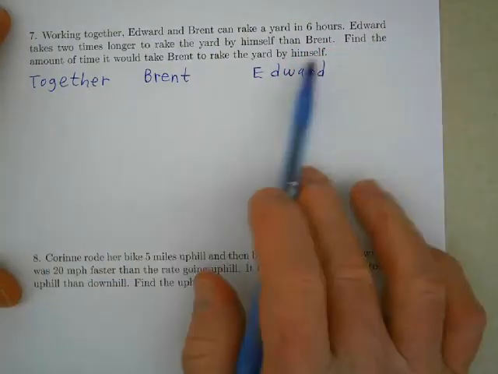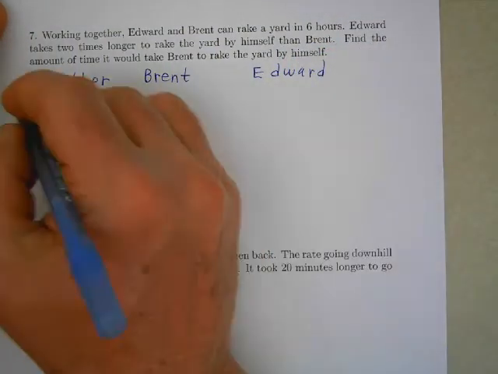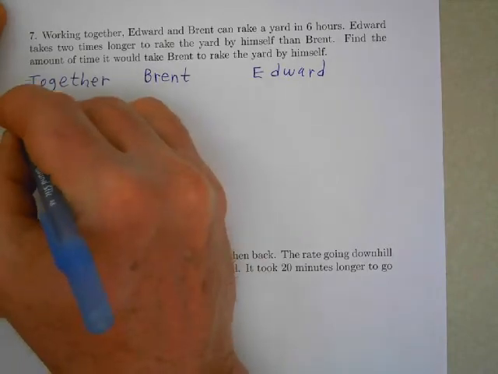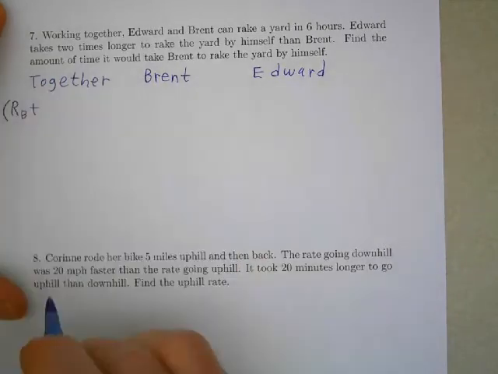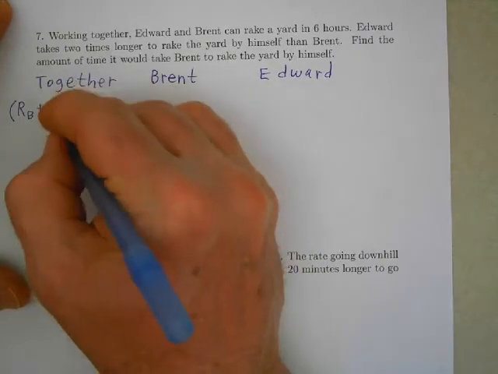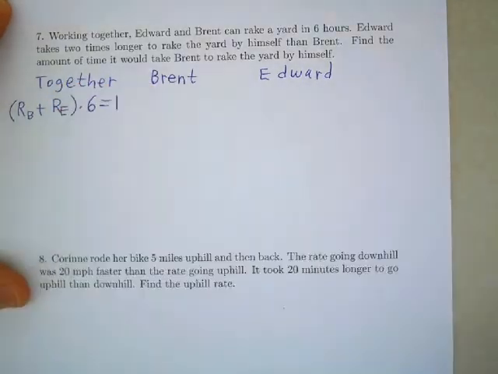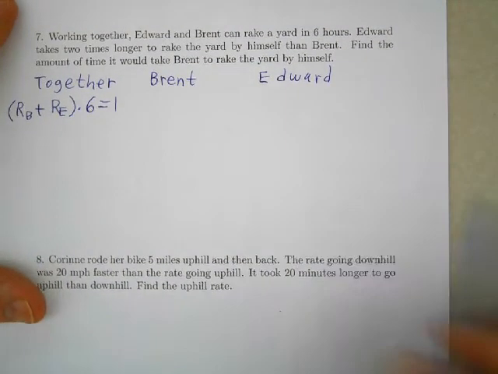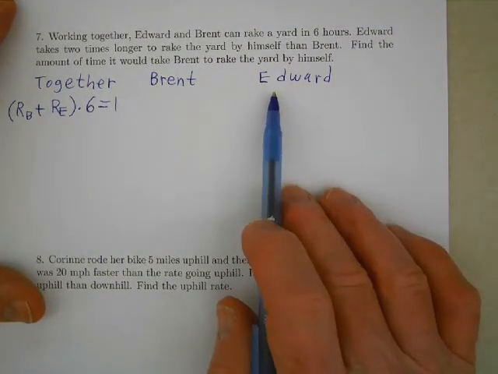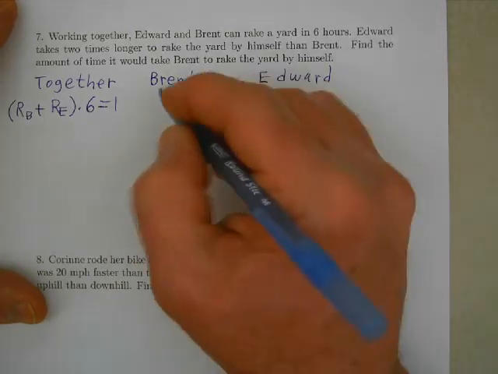Okay, so when they work together, they can rake the yard in 6 hours. So Brent works at a certain rate, Edward works at a certain rate. So when they work together, we add their rates, and in 6 hours, they can rake 1 yard. We're supposed to find how much time it takes Brent by himself.